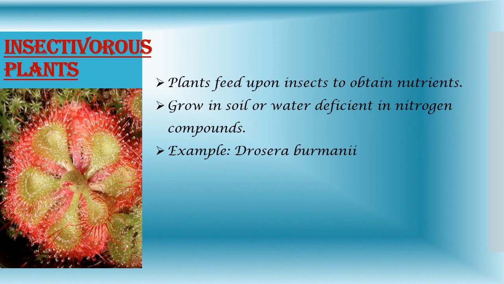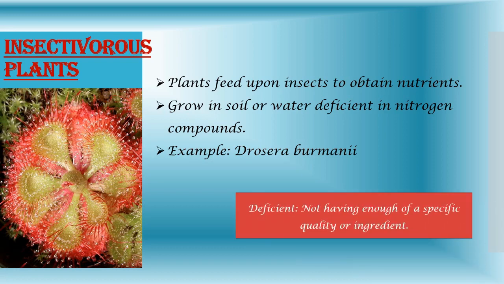Now let's learn about insectivorous plants. Some plants feed upon insects to obtain nutrients. Such plants are called insectivorous plants. These plants generally grow in soil or water deficient in nitrogen compounds. Now students, what do you mean by deficient? Deficient means not having enough of a specific quality or ingredient. Drosera burmanni is an example of an insectivorous plant.